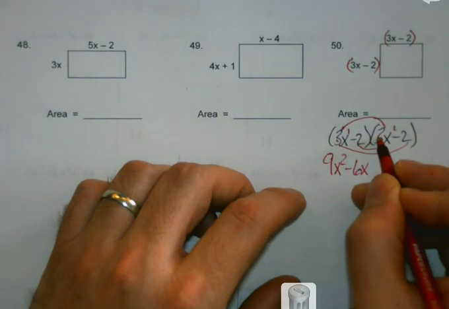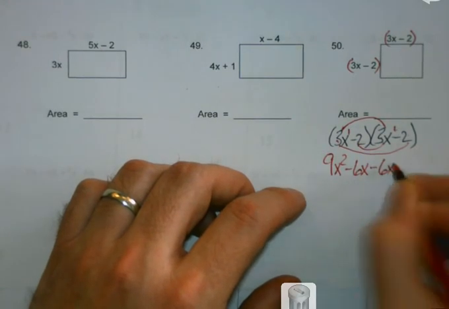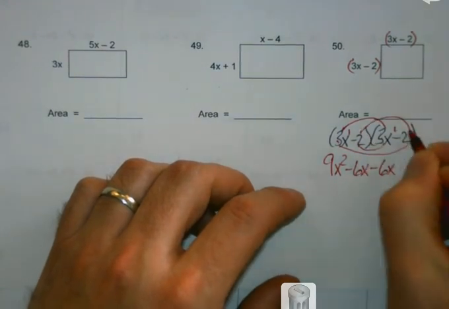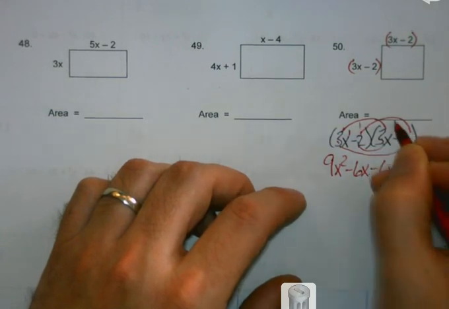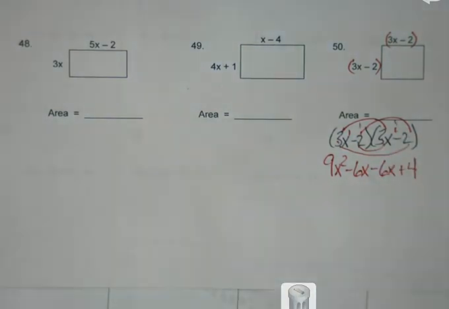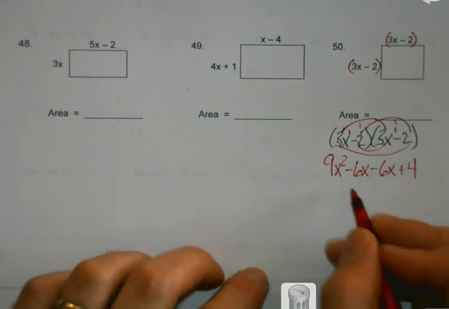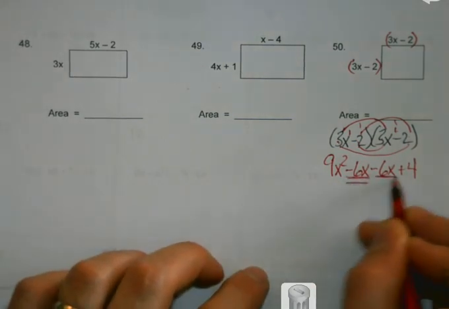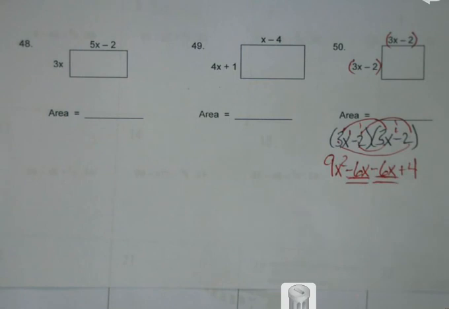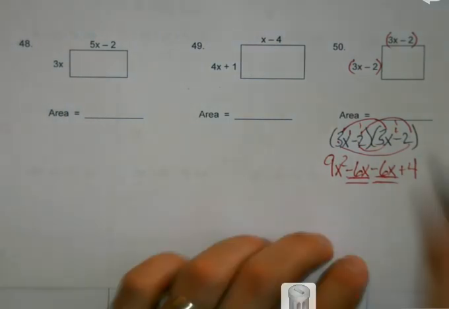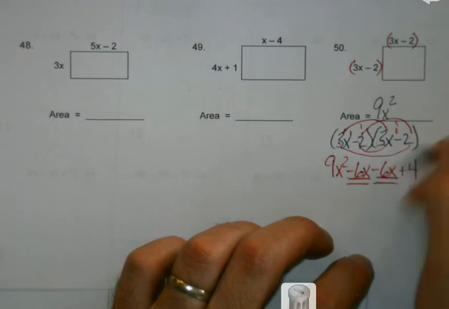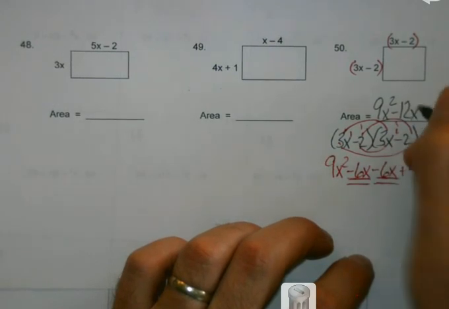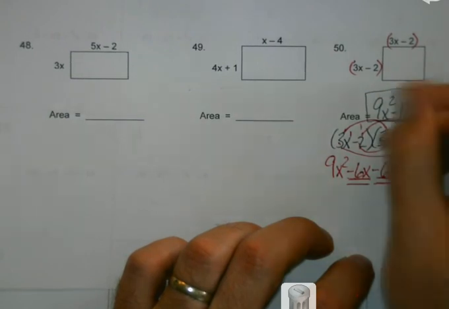Negative 2 times 3 still is negative 6x. And negative times negative is positive. And again, there's my little smiley faced guy to make sure I did this right. And the only terms that are alike for me to put together are my x's. So I start with my 9x squared, negative 6 and negative 6. It's negative 12x plus 4.